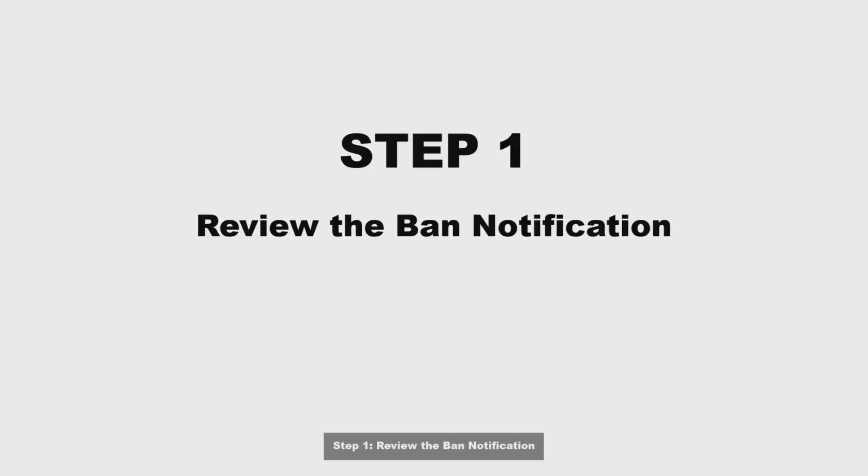If you find yourself banned from using Uber Eats, you can appeal the decision by following these steps. This guide will help you navigate the process effectively. Step 1. Review the ban notification. Check your email or the app for any communication from Uber Eats regarding your ban. Understand the reason for the ban, as this will help you address it in your appeal.